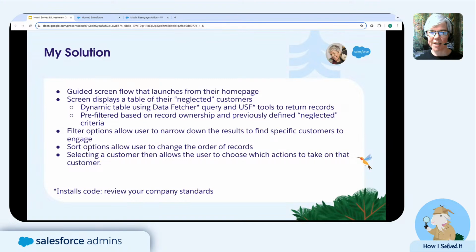And the screen displays a table of their neglected customers. They're going to have the choice to either look at neglected accounts, so the actual customers or businesses themselves, or they can choose from neglected opportunities. And I solved this by using the Salesforce Labs free app Data Fetcher. It results in a dynamic data table that returns results based on a query. And I've also added in some really fun unofficial Salesforce tools to help make this list sortable and filterable for the end users to really be able to narrow down on which opportunity or account they wanted to focus on.